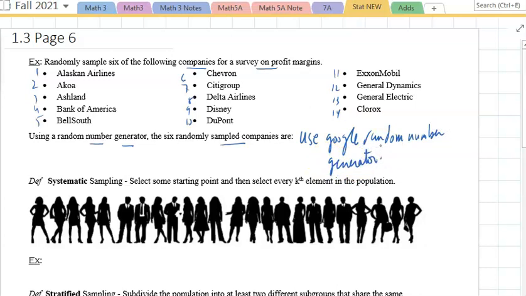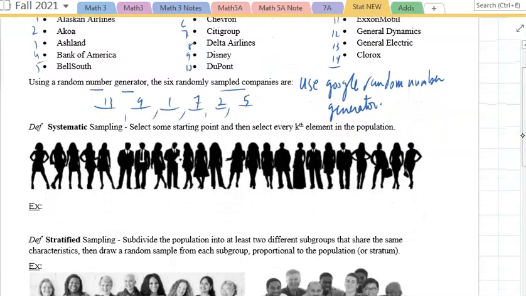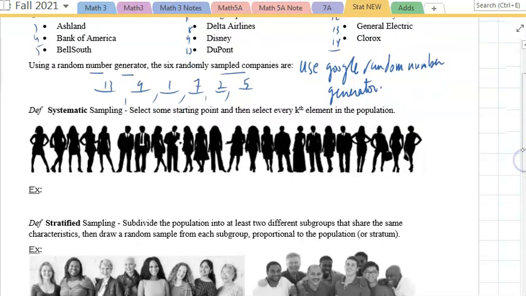You could say choose between 1 and 14 randomly, kind of like when you shuffle the songs on your phone. And the numbers could be anything, it could be 13, 9, 1, 7, 2, maybe 5. That's one way of doing it. So you want to do this randomly, in which every company in there has the same chance of being selected.